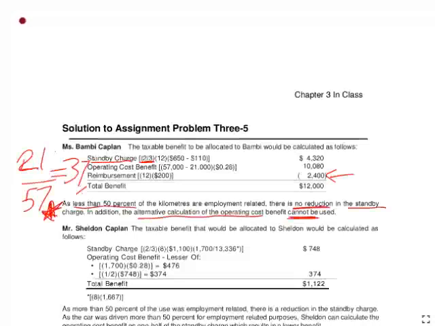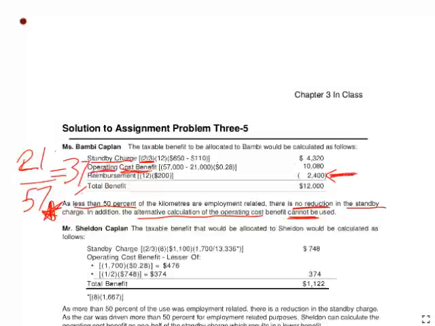The fact that there's $11,300 of expenses is irrelevant for purposes of this calculation. So the actual operating cost amount doesn't matter because we do a calculation of the benefit. Like we have a rate. It doesn't matter what the actual cost is. That cost would be deducted by the company. Fine. They do need to keep track of it. But for this purpose, we're not worried. We're only worried about what Bambi reimburses the company. So that's one component. That's a reduction in this calculation.